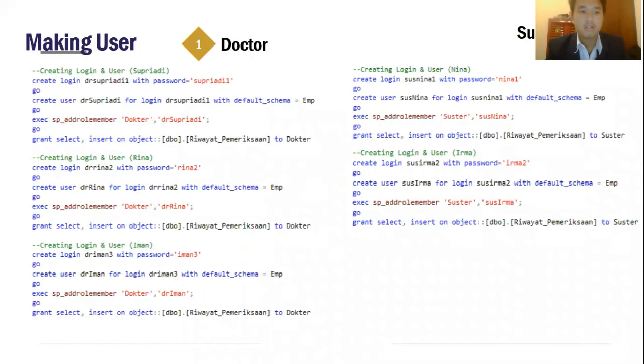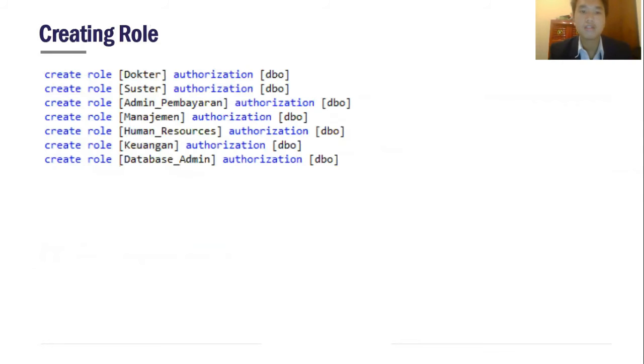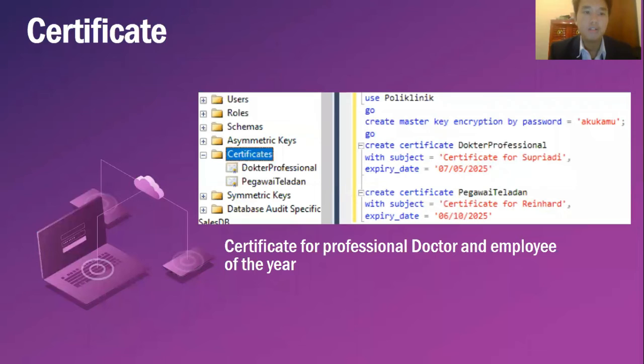So next is the project to make the user create login. The example is Dr. Supriyadi with the password Supriyadi1 and create user Dr. Supriyadi for login Dr. Supriyadi and so on. We also grant select insert to any object the developer wants to give. Doctor, sister, administration manager, human resource, admin, and finance. And this is creating role.